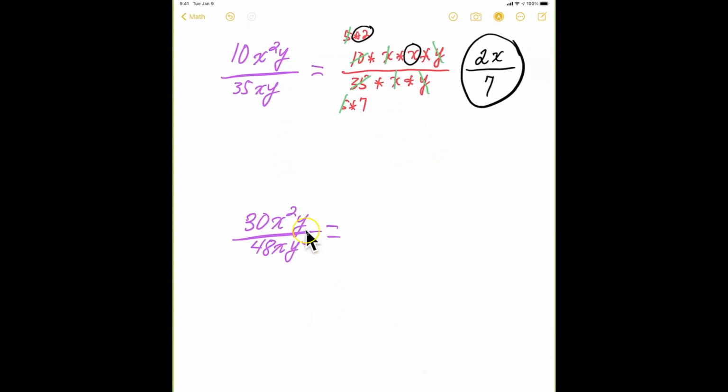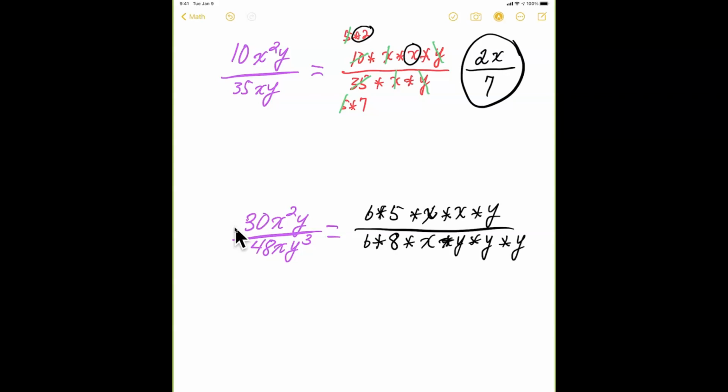So, and let's consider other factors. 30 and 48, if you've been working on your multiplication table, you know, 6 will go into both of them, and maybe nothing bigger. So let's over here write 6 times 5 times x times x times y all over 6 times 8 times x times y times y. It's y cubed, right? So y times itself 3 times.